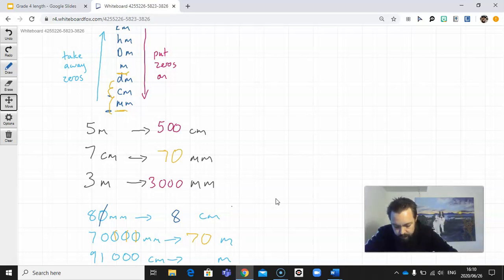And finally, we're going from centimeters to meters. So from centimeters to meters, that's 2 jumps up. Take away 2 zeros, and we're left with 910 meters.